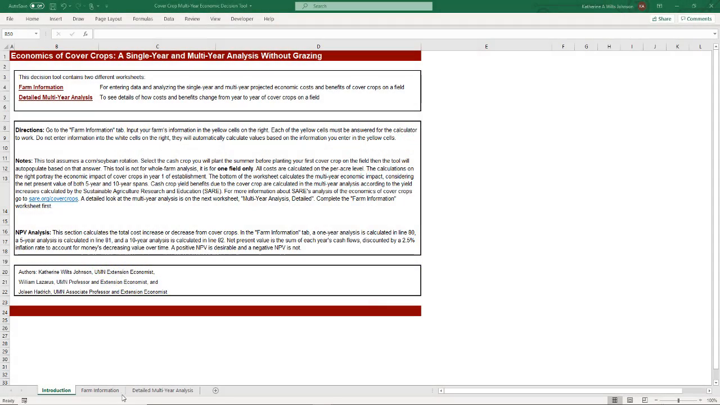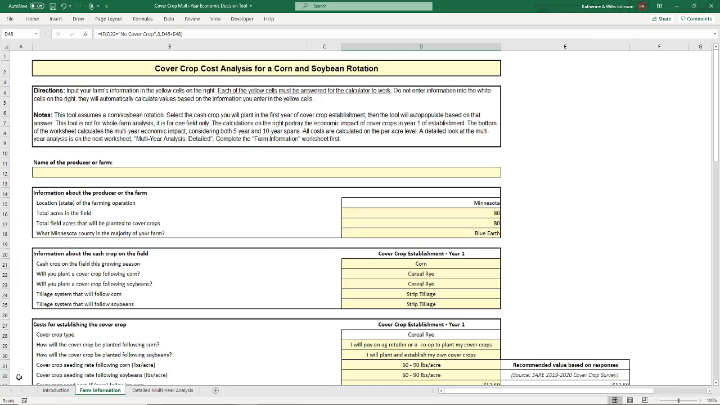If we go into the Farm Information tab, you'll notice that I have most of this tab already filled out to save on a little bit of time. You'll need to have information in all of the yellow cells for the spreadsheet's calculator to work correctly. Some yellow cells can be manually typed into, while others use a pull-down menu. So let's go ahead and take a look at this farm.